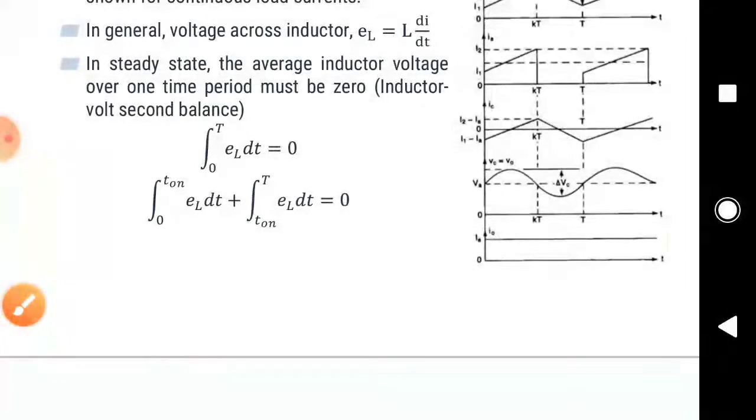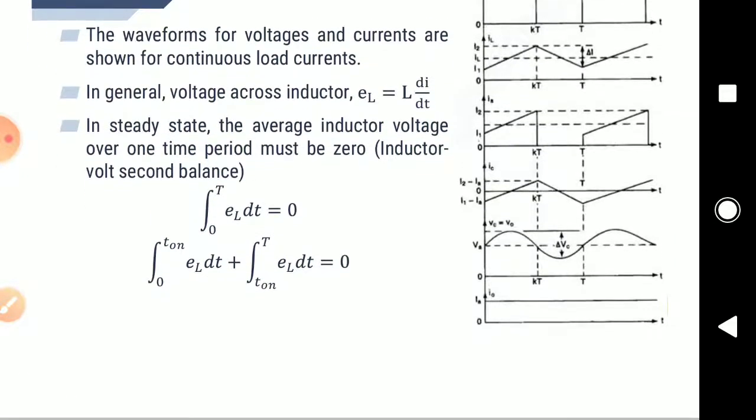Now we just have to study a small derivation on how to find out the output voltage of the particular converter. We are saying that the output voltage of the buck converter will be less than the input voltage or the supply voltage. Now we are going to find this relationship between the input and the output by using a condition known as the inductor volt second balance.